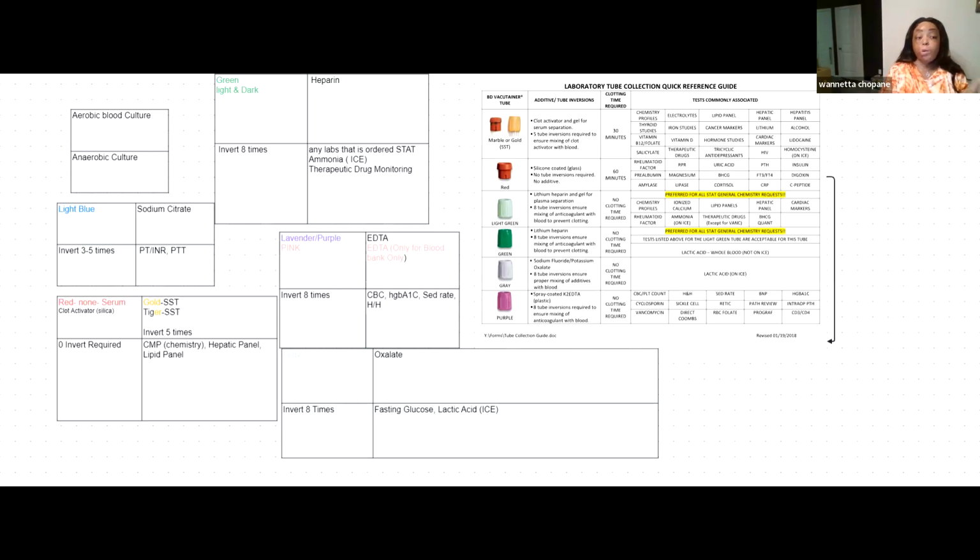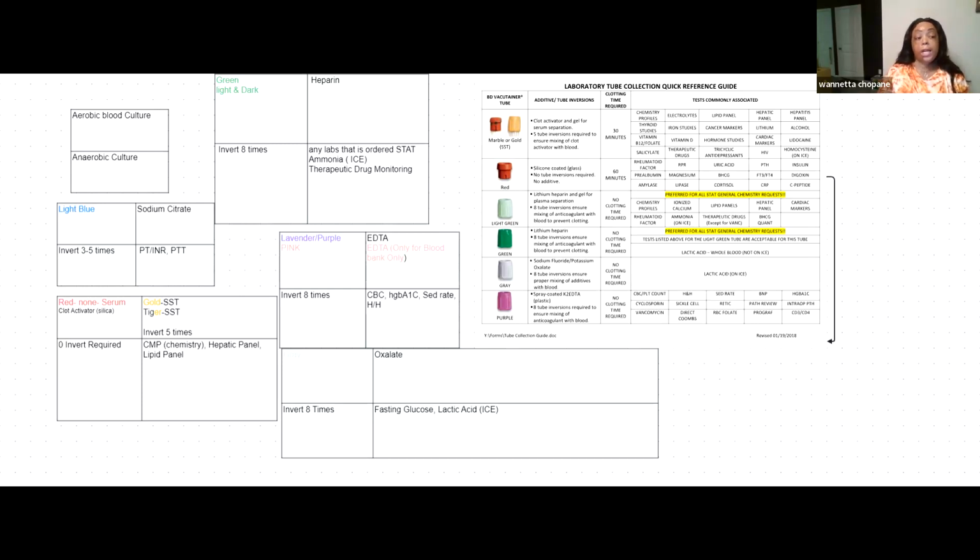Remember, if you do see PT/INR, PTT, that means you're picking up your light blue top tube, 10 times out of 10, that person is on blood thinners, okay? Light blue top tube, sodium citrate, invert 3 to 5 times. PT/INR, PTT is your most common test you're going to see. You are going to see it, okay?